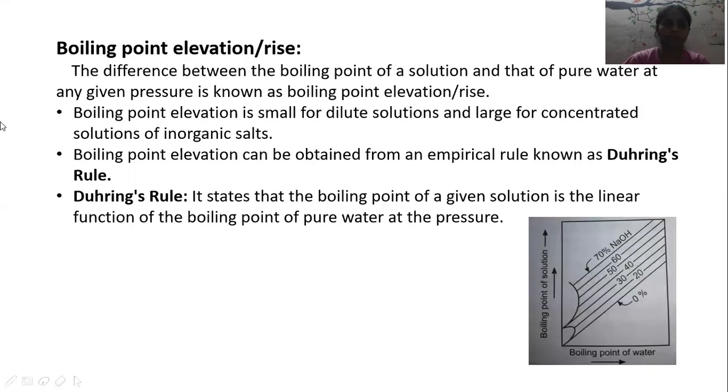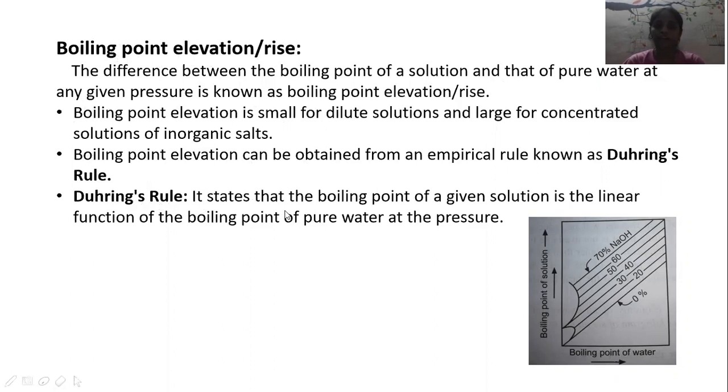Next is boiling point elevation. Basically, the difference between the boiling point of the solution and that of pure water at any given pressure is known as boiling point elevation. And boiling point elevation is small for dilute solutions and large for concentrated ones. It can be obtained by an empirical rule called Duhring's rule. What does Duhring's rule state?